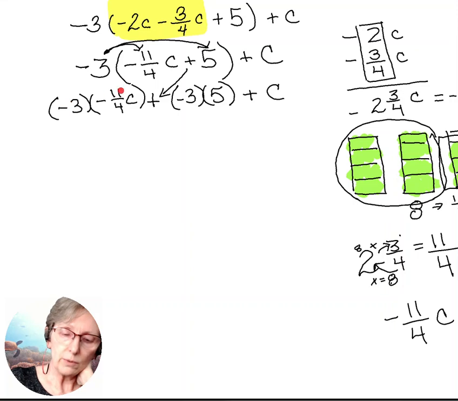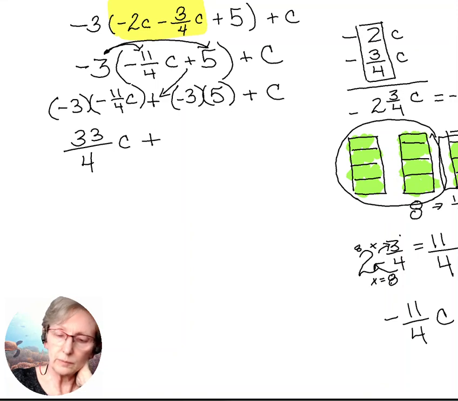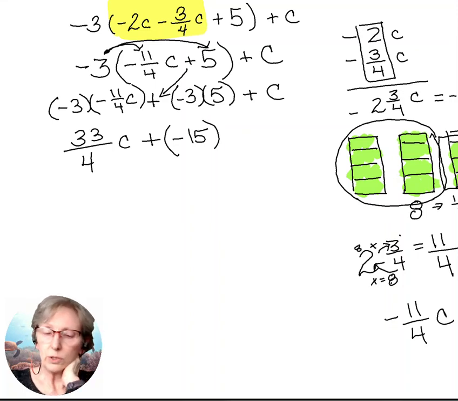So negative 3 times negative 11 is positive 33 over 4c. Right now we're just still dragging the addition along. Negative 3 times positive 5 is negative 15. We'll simplify that in the middle. And we're still just adding the c.